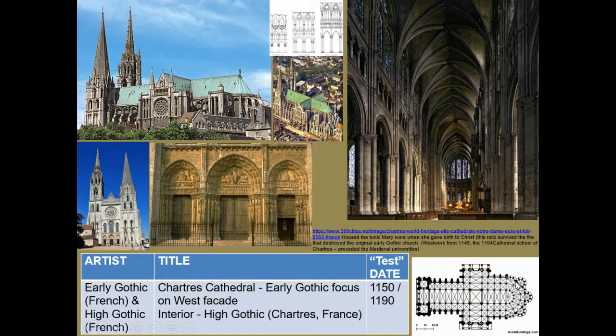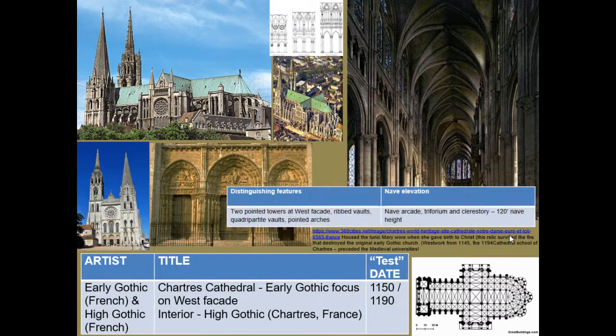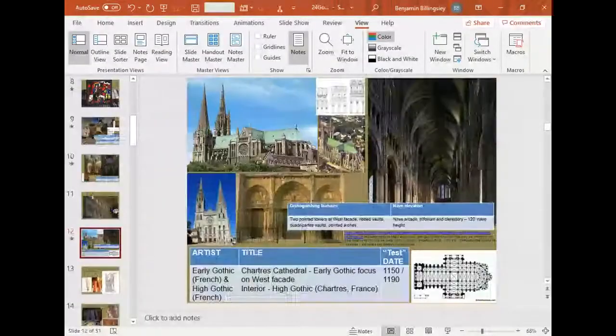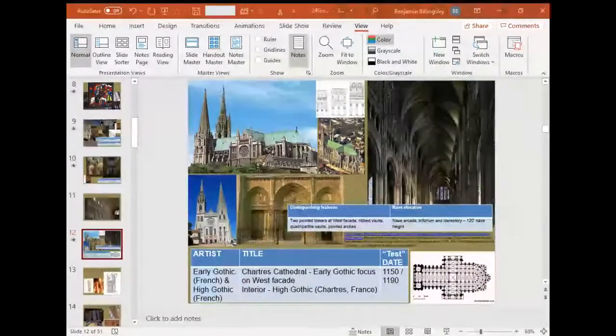space, and you can see radiating chapels here at the apsidal end of the church. So keep looking for two pointed towers at the west facade, look for ribbed vaults, look for quadripartite vaults, look for pointed arches, and a three-part elevation, nave arcade, triforium, clerestory, and also a massive increase in height. We're now looking at a church that's 120 feet high at the highest point of the nave. So let's take a look at it on the interior.